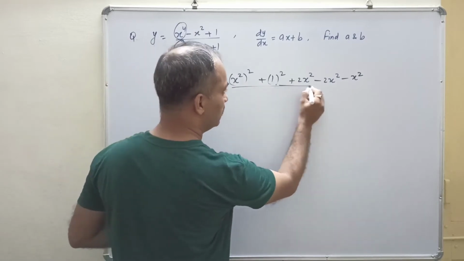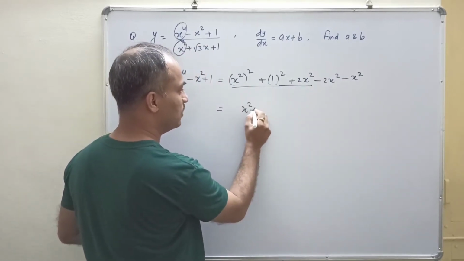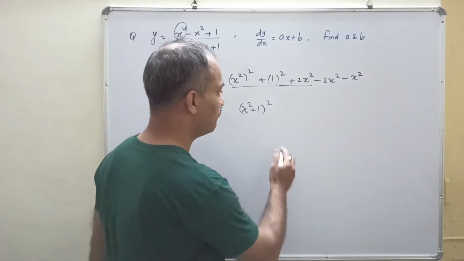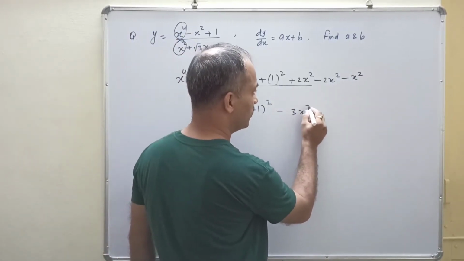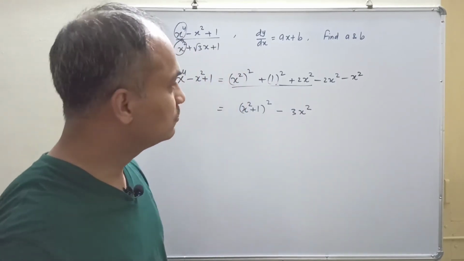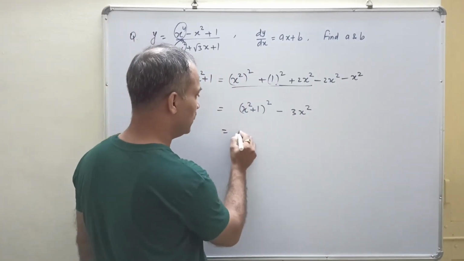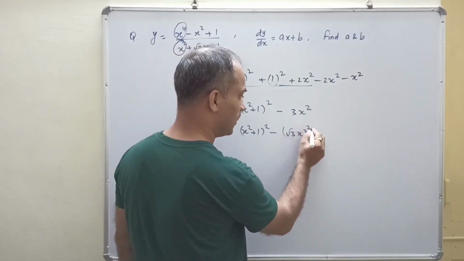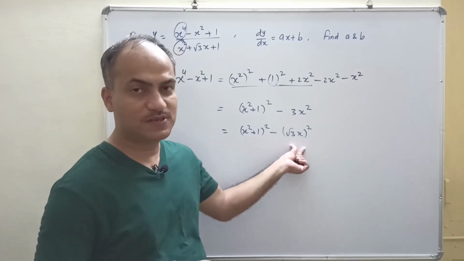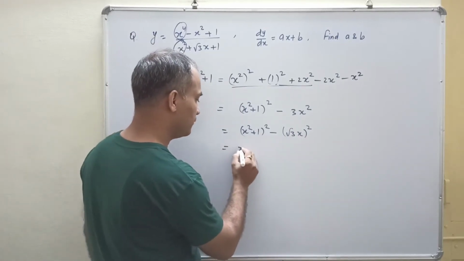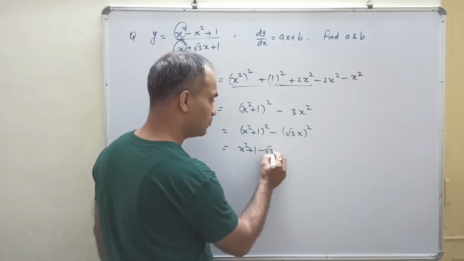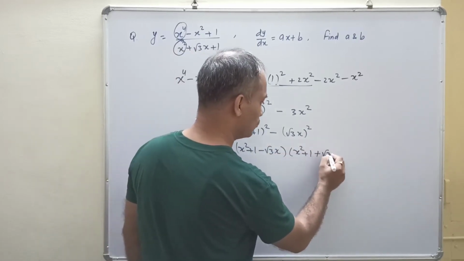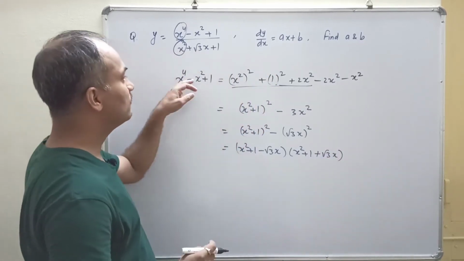With these three terms we get a formula, x square plus 1 whole square. These two terms will combine to give 3x square, and this 3x square we know can be written as root 3 x whole square. Now can we apply a square minus b square? Yes, of course. So this becomes x square plus 1 minus root 3x, and x square plus 1 plus root 3x. This is our numerator.